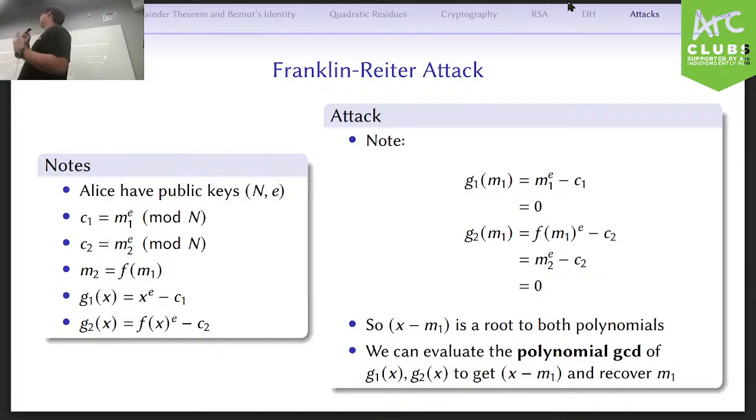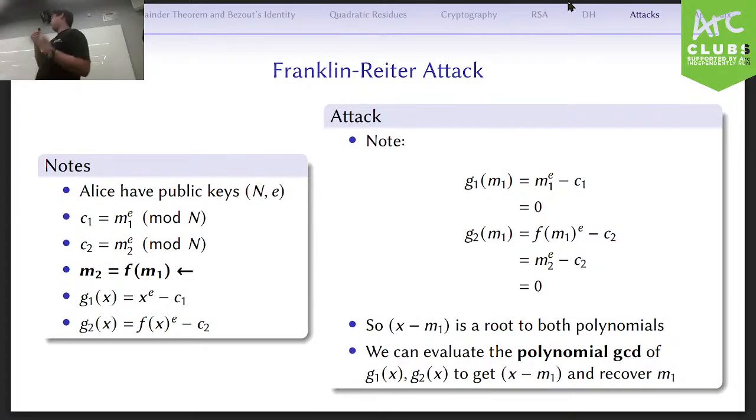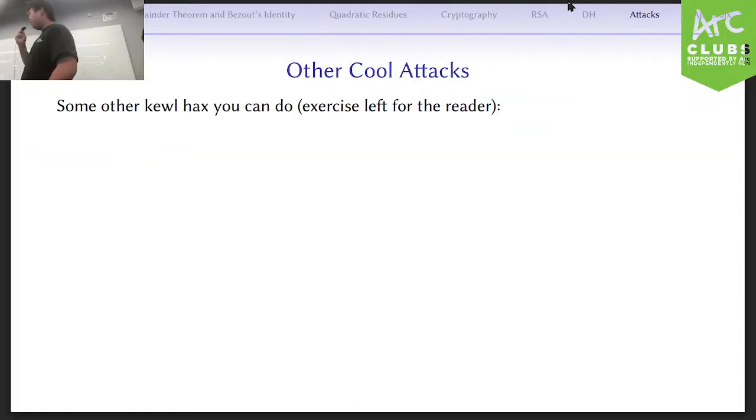And within those factors, in general, it'll only be x minus m1 as the only factor that's common to both polynomials. Because of that, if we recover this factor of x minus m1, we've basically won, right? Because we've found what m1 is equal to. As for m2, since we know the relationship between m1 and m2, it's pretty easy to get from m1 to m2 as well. We just need to plug that into the function again. Cool.